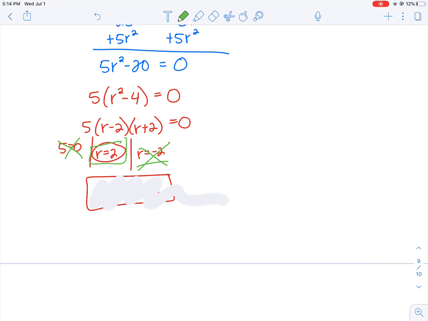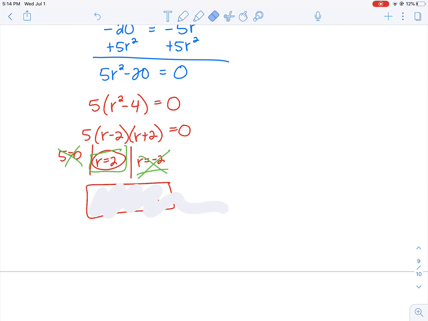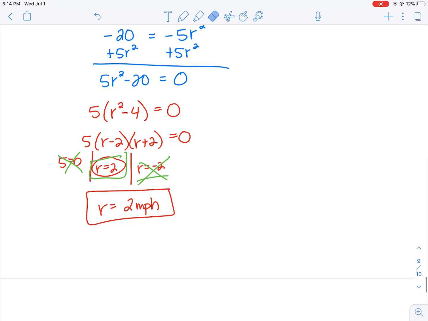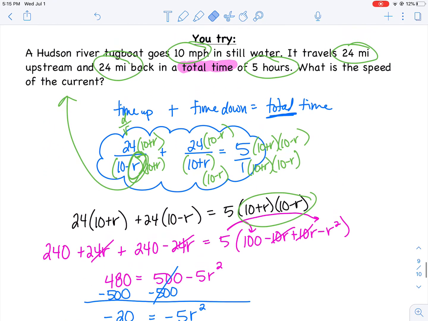But +2 makes sense. Doesn't it make sense that the river can flow at 2 miles per hour? Maybe that's the current of the river. And so r equals 2 looks like it's our answer. It makes sense in our problem, and we're going to label it as the river is flowing at 2 miles per hour. That problem was a little bit different because we had a total time this time instead of the times being equal. You still had to be careful with your current of your river slowing you down or speeding you up. And then we had to get our common denominators and solve our rational equations.